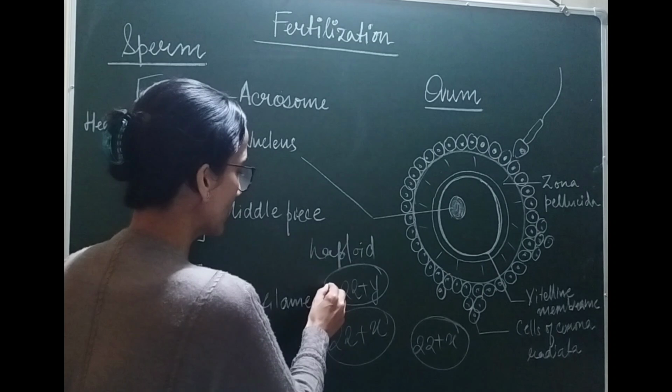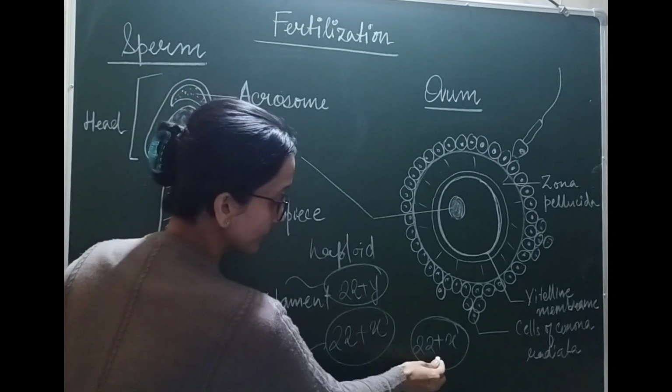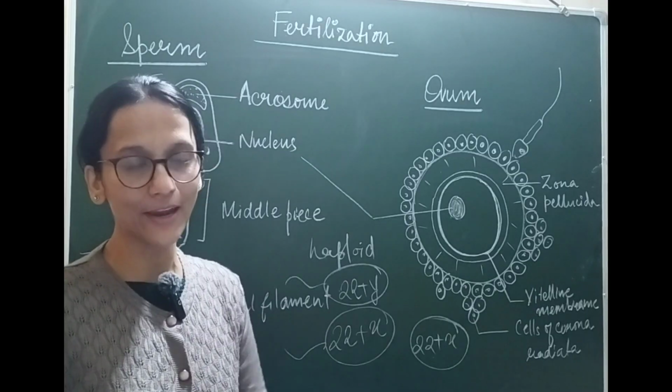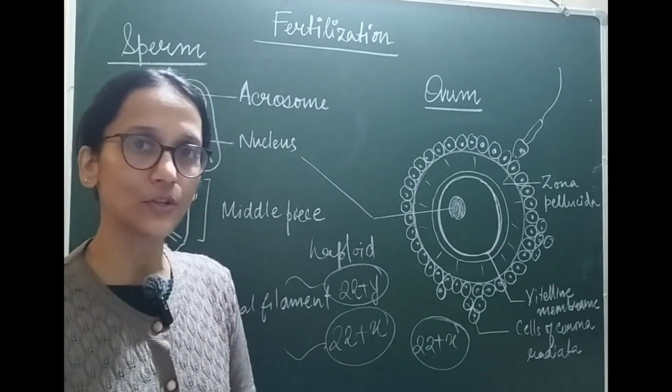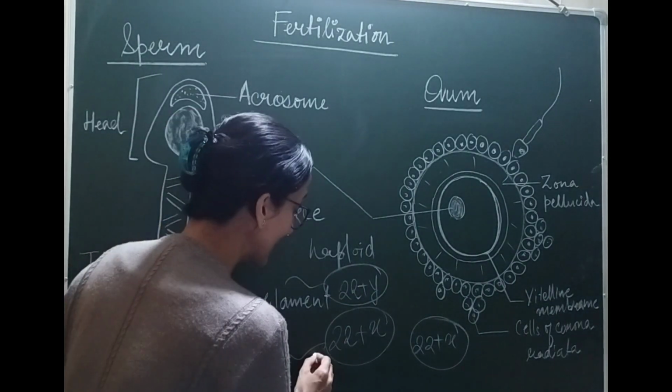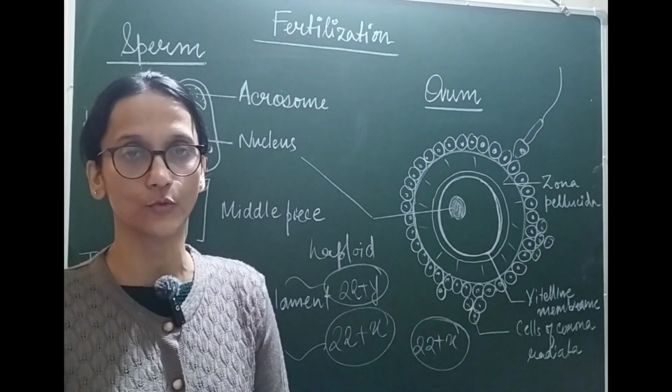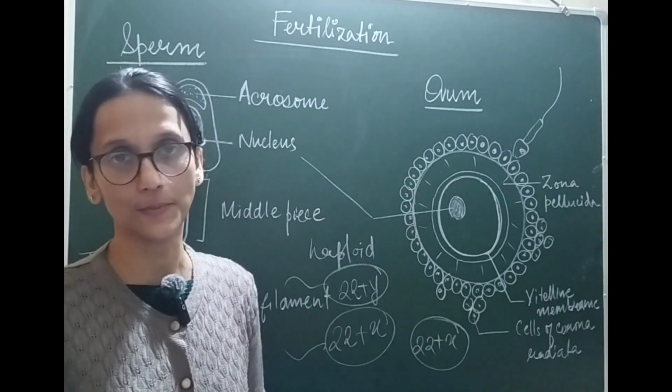So now imagine a condition: if this sperm goes and fuses with the egg, then the child born will have one X and one Y chromosome and 44 autosomes. So the gender of the child is going to be male. But if this sperm goes and fuses with the egg, then the child will have 44 autosomes and 2 X chromosomes. So the gender is going to be female.